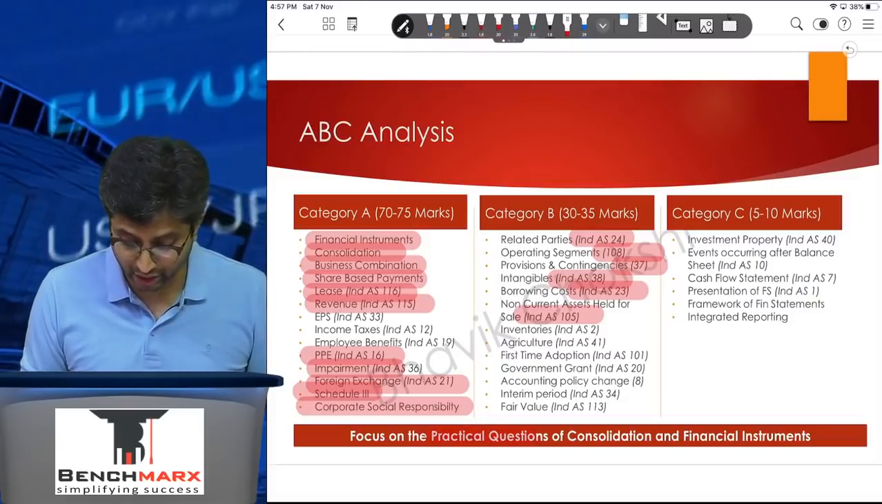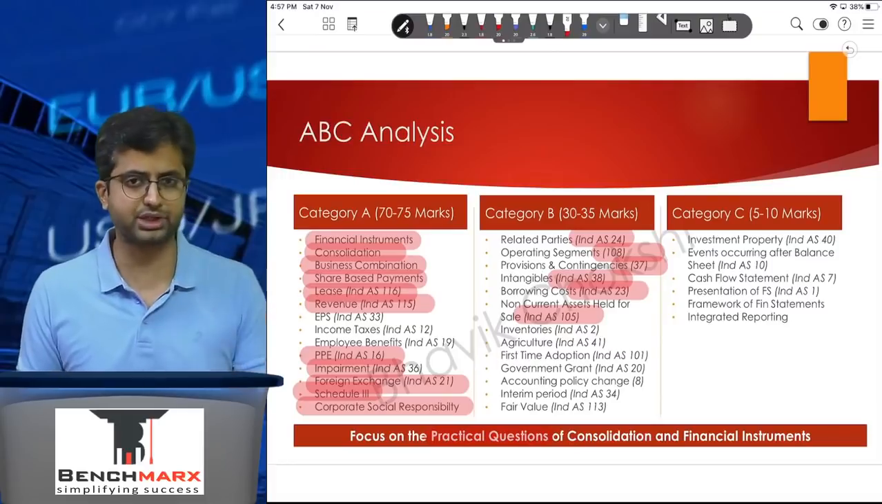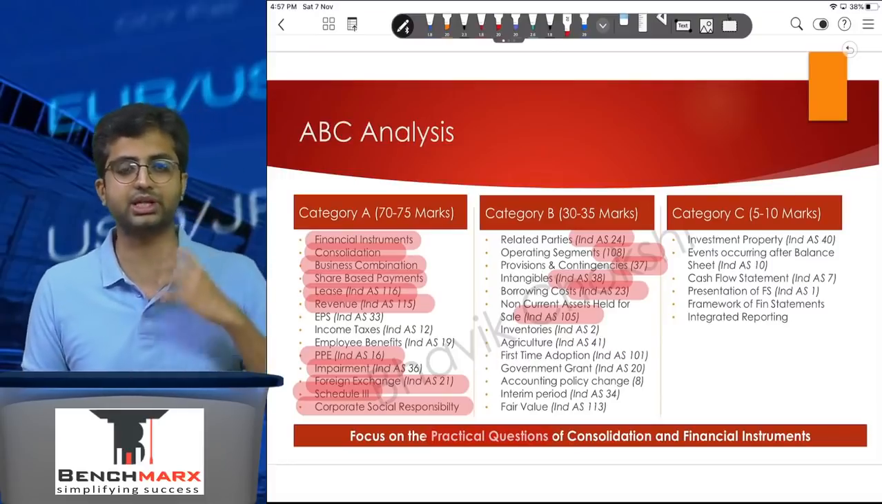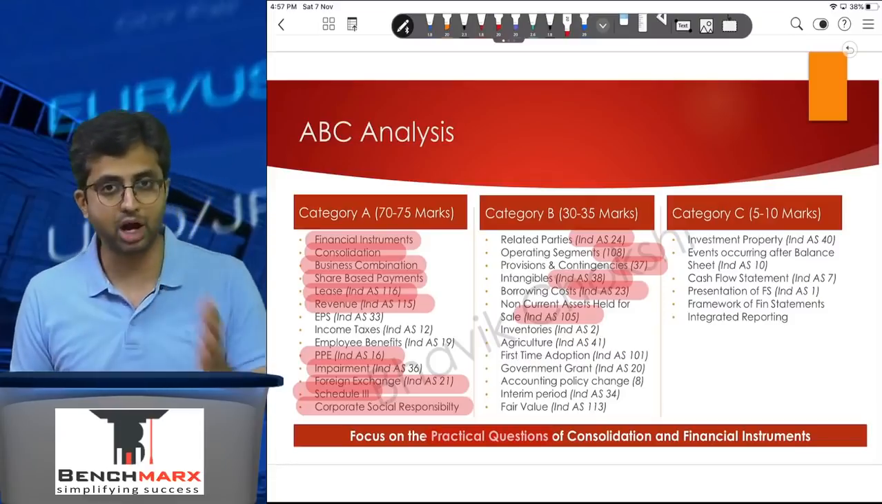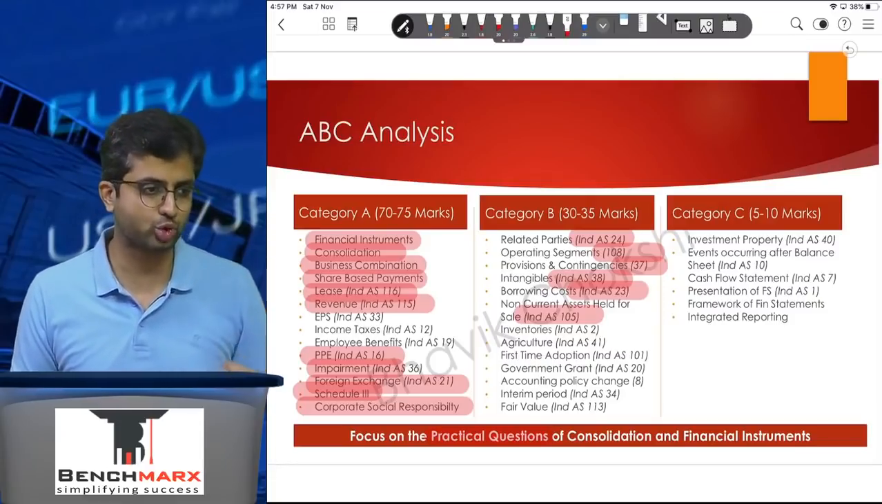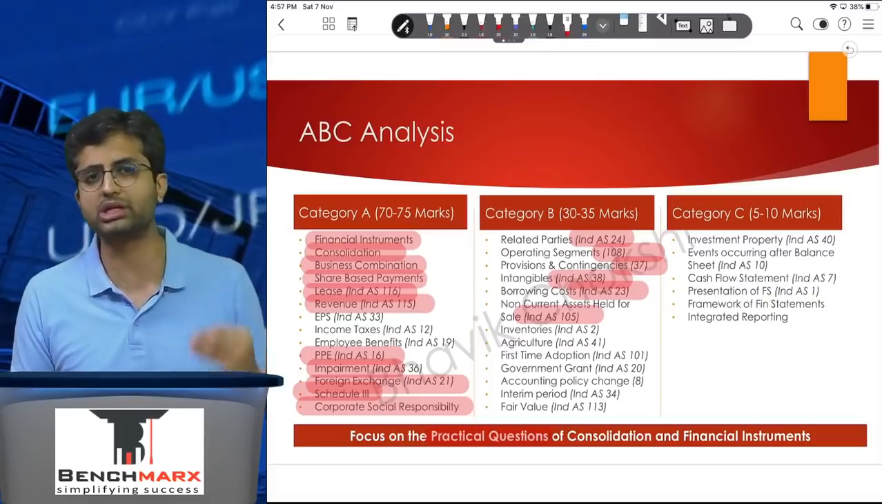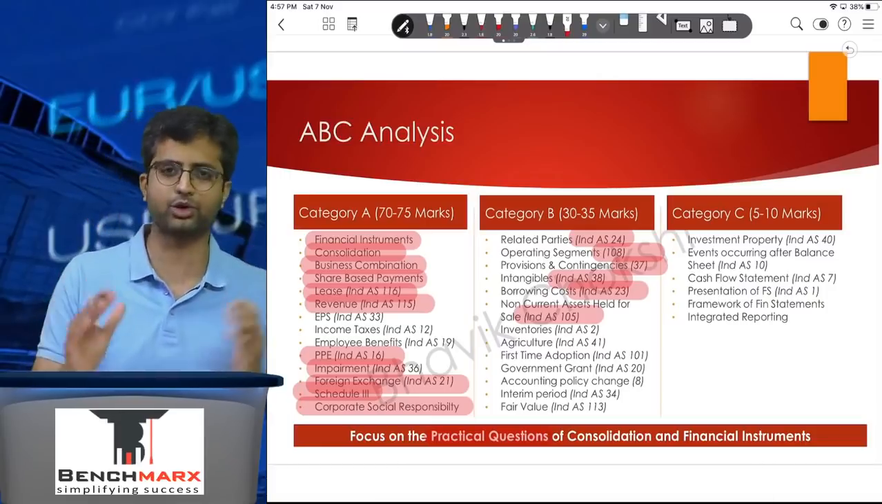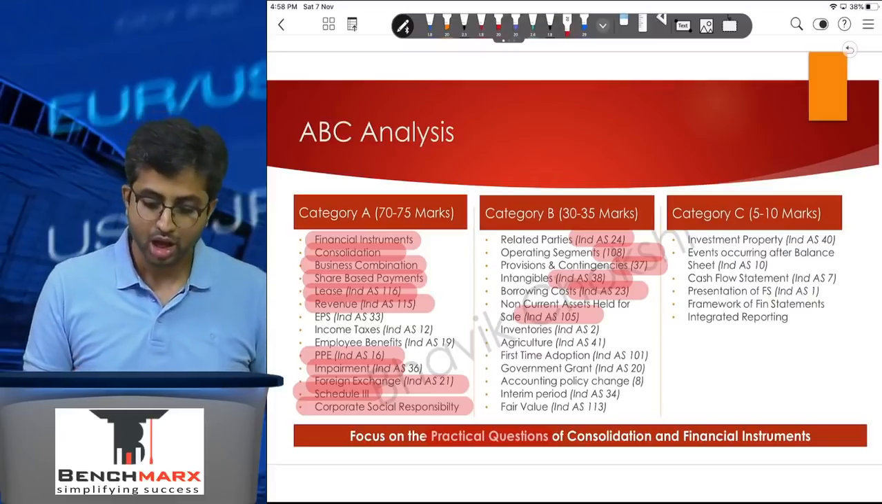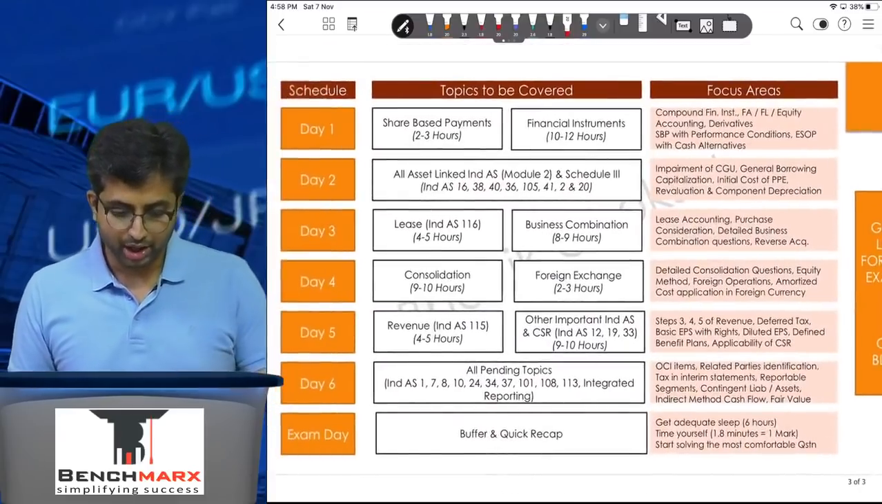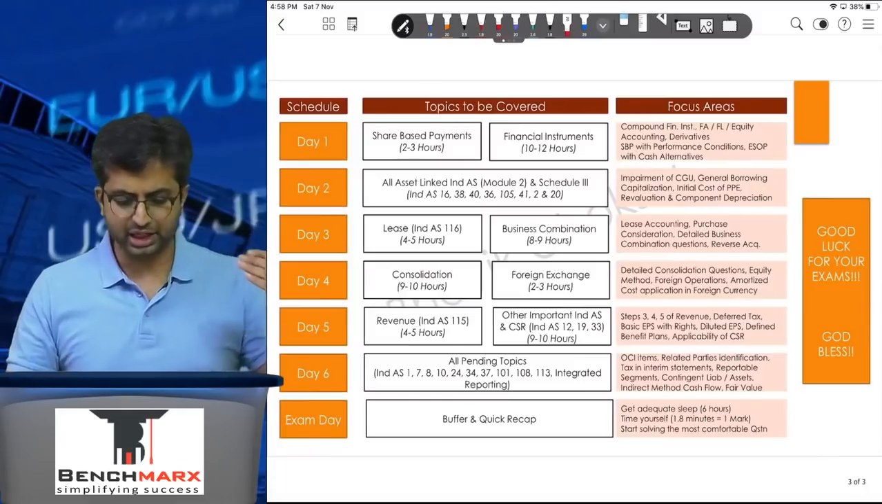You should focus very well on the practical questions of consolidation as well as financial instruments. These are definitely going to come in your exam for a good 15 to 30 marks, and hence please do those questions properly. If possible, do consolidation on pen and paper at least for a question or two, so that you get a hang of the flow of the question. Okay, now the topics to be covered, we have segregated it day wise.